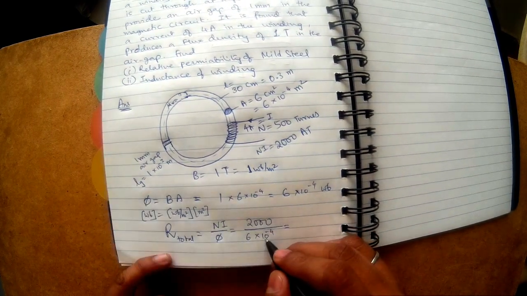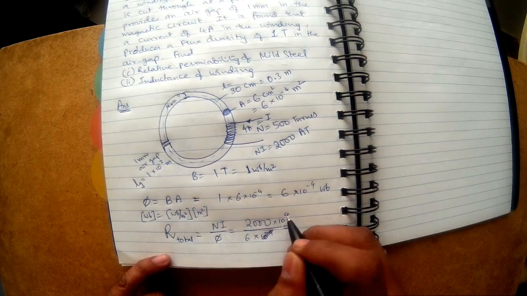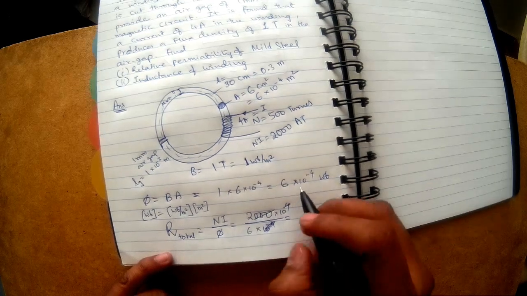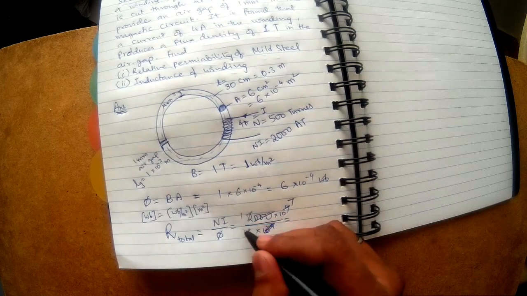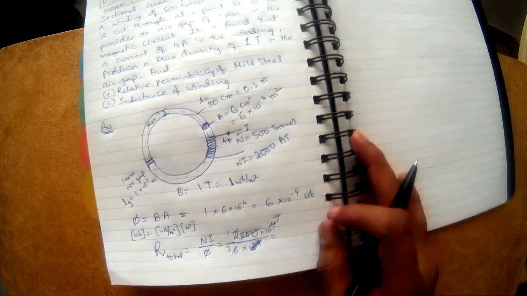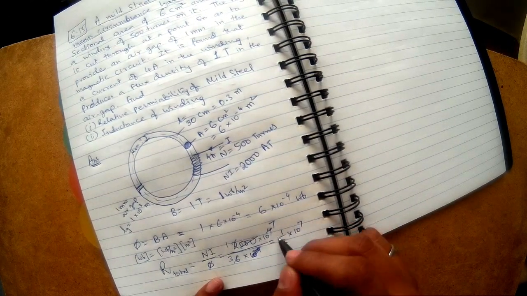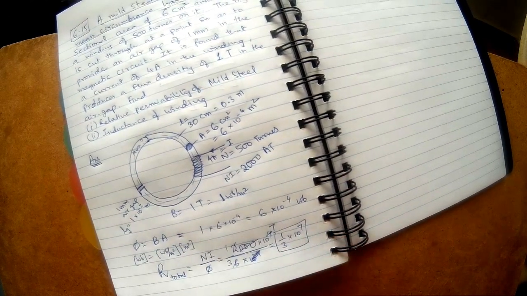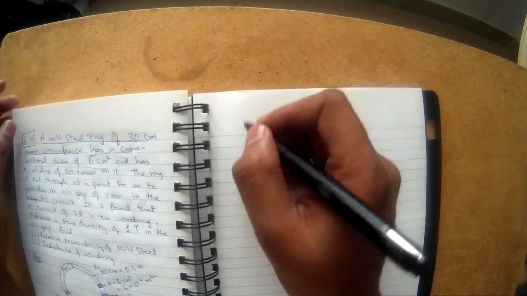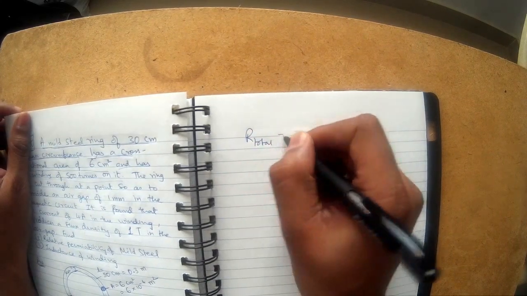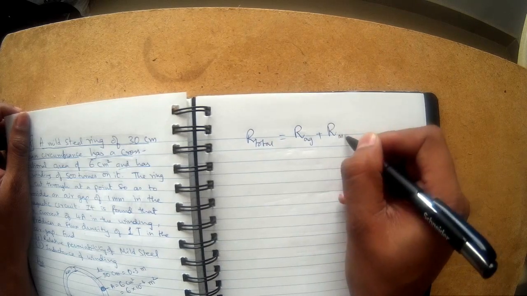So if 10 power minus 4 goes up, it will become 10 power plus 4. Then these 3 zeros I will cancel out and make it 10 power 7. Then 2 by 6 is nothing but 1 by 3. Okay. So I will write 1 by 3 into 10 power 7 is my total reluctance. Okay, so I calculated the reluctance. Now this reluctance, total reluctance, is nothing but reluctance of the air gap plus reluctance of the mild steel.